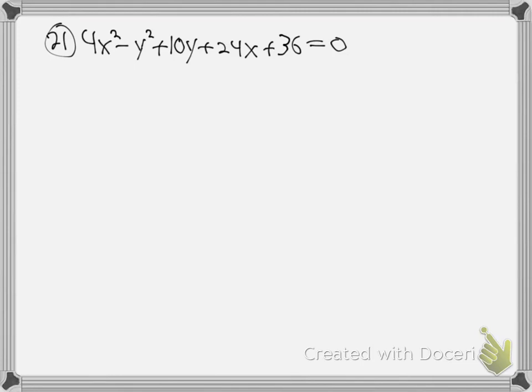So first off, organize. Get the X stuff together, get the Y stuff together. Push that plus 36 to the other side. Make it minus 36. Get it out of the way. It's not our completing number, so just get it out of the way.